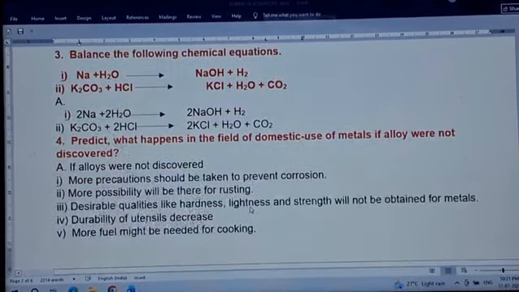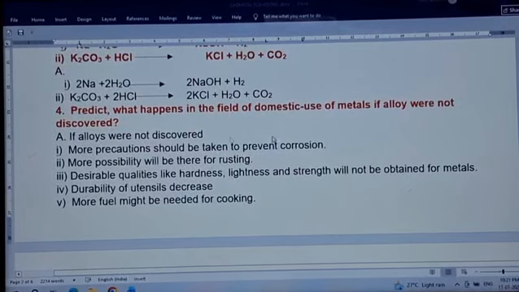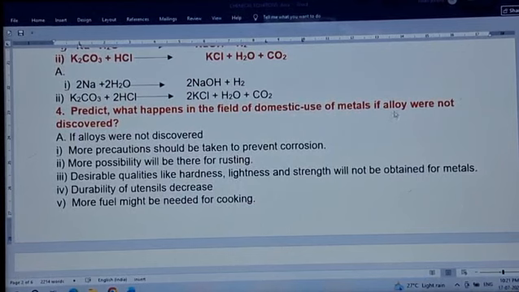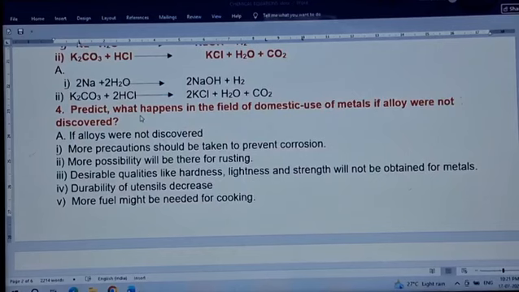Fourth question, predict what happens if, in the field of domestic use of metals, alloys were not discovered. See, you know about alloy, a combination of different metals. You will get an alloy. Alloy definitely changes the texture of the metal. So, what happens if alloys are not there?